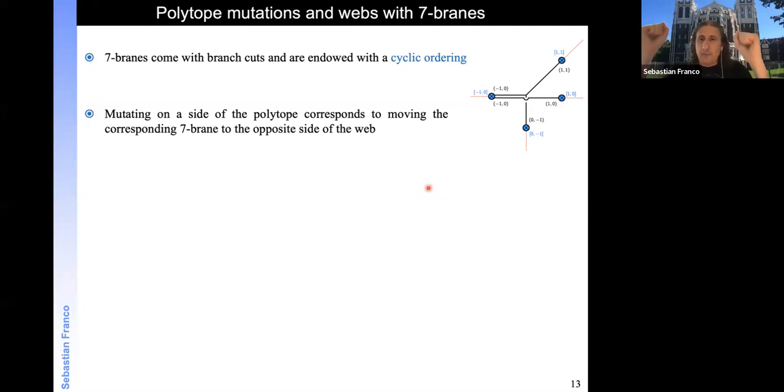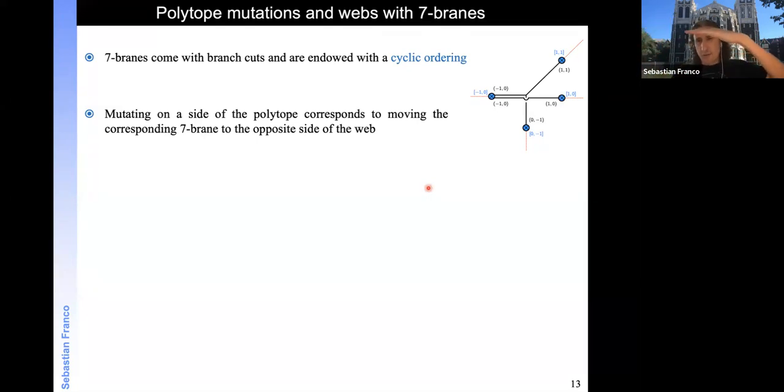The 7 branes come with a cyclic ordering, and I want to modify the cyclic ordering. I want to take a 7 brane and move it to the other side. One of the ways that you can think about this is that you're moving it over either the bottom half or the top half of the other 7 branes, and you have to modify them. The other way is, you just move it to the other side.